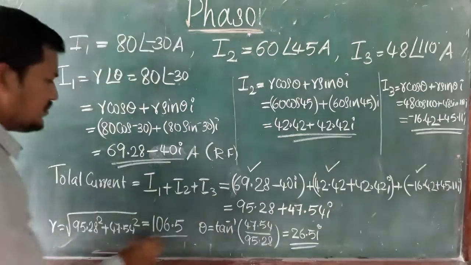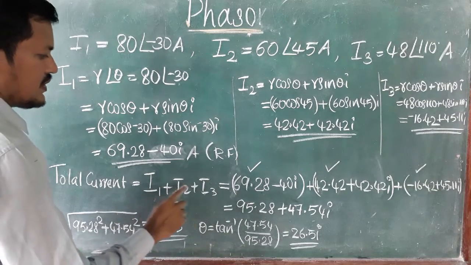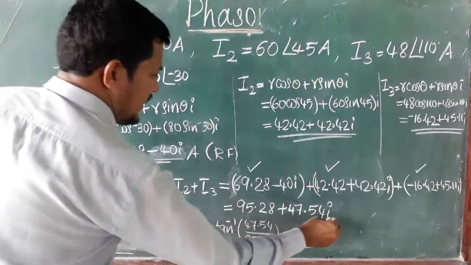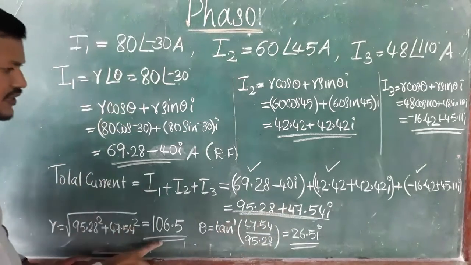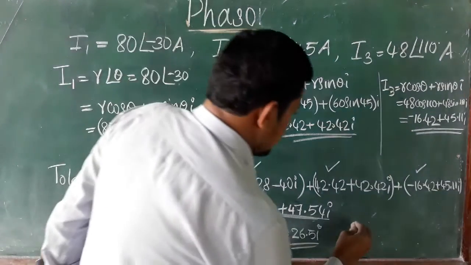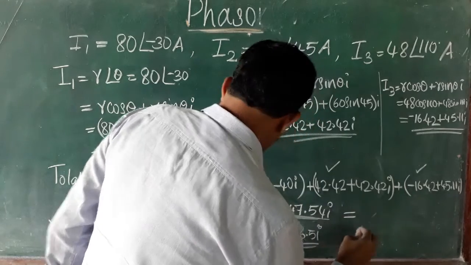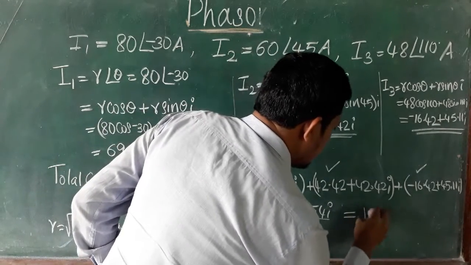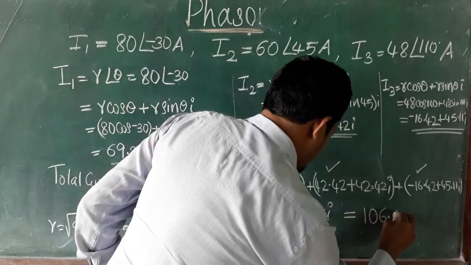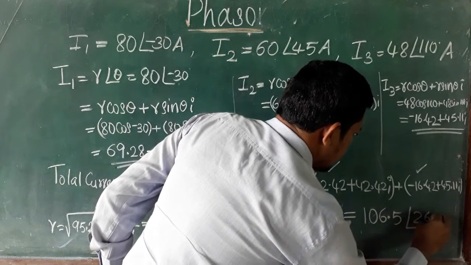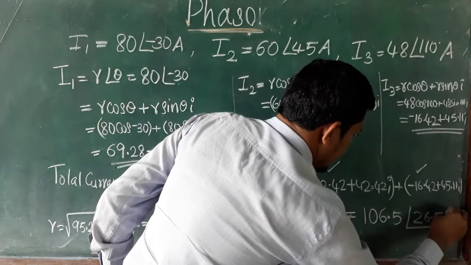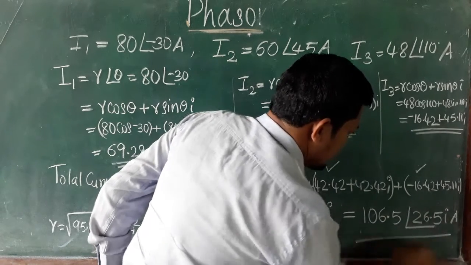Clear? So I1 plus I2 plus I3, the rectangular form answer is this one. This answer we converted to polar form. Now the answer is total current I equal to 106.5 at an angle 26.51 degree, this much ampere.